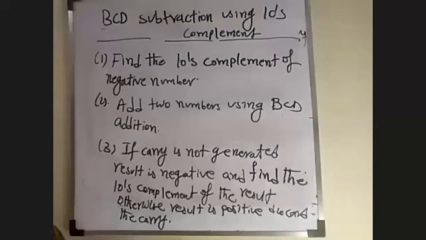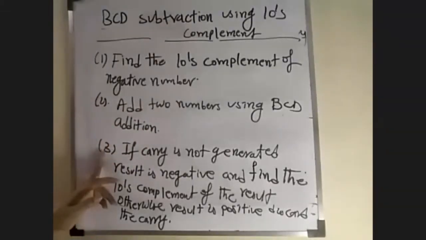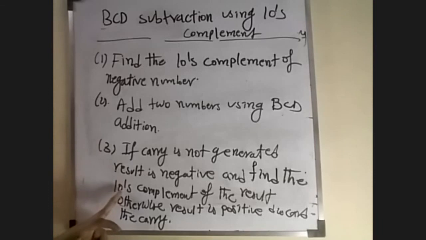That means the subtrahend. Then add two numbers using BCD addition. If carry is not generated, the result is negative. Find the tens complement of the result. Otherwise, the result is positive. Okay, we can discuss one example.